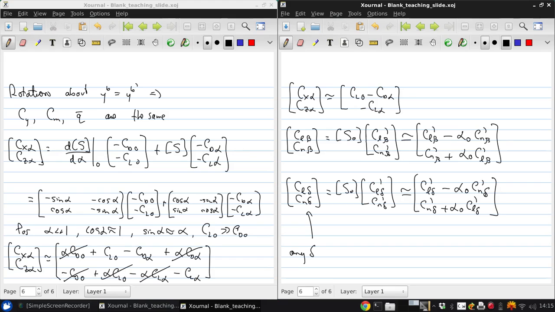So these give us all of the transformations between body and stability axes that we need.